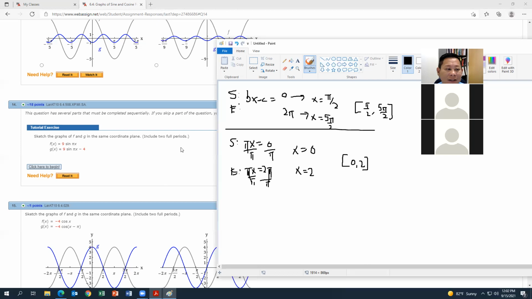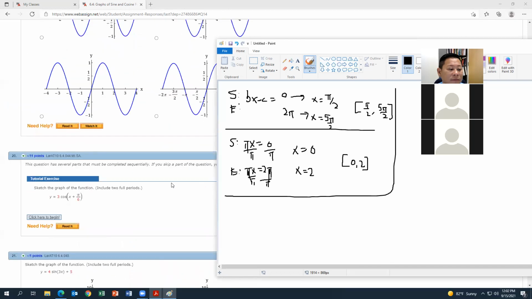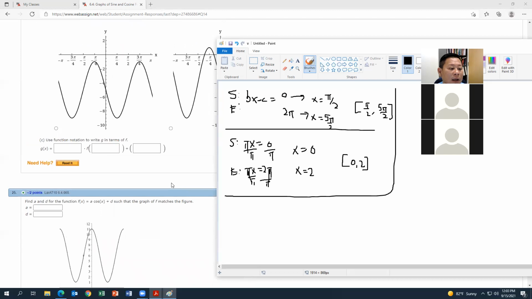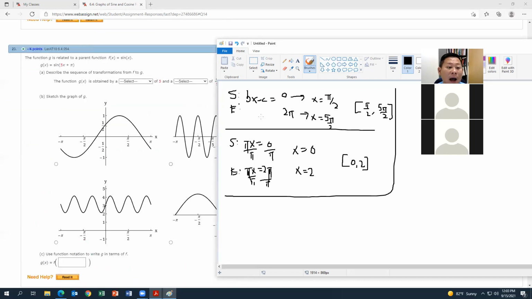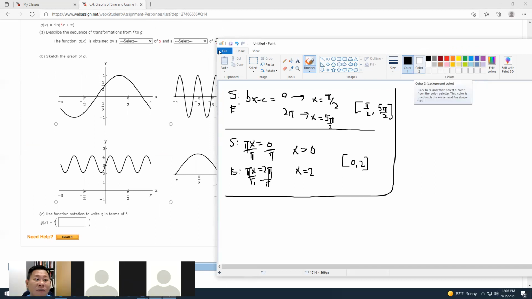No, my question was, for number 23 and 24, I understood how to do the first part. It's just writing g in terms of f, I didn't know how to do. Okay, very good. And again, this part is not going to be on your test, so you do not need to worry about writing g of x in terms of f of x.